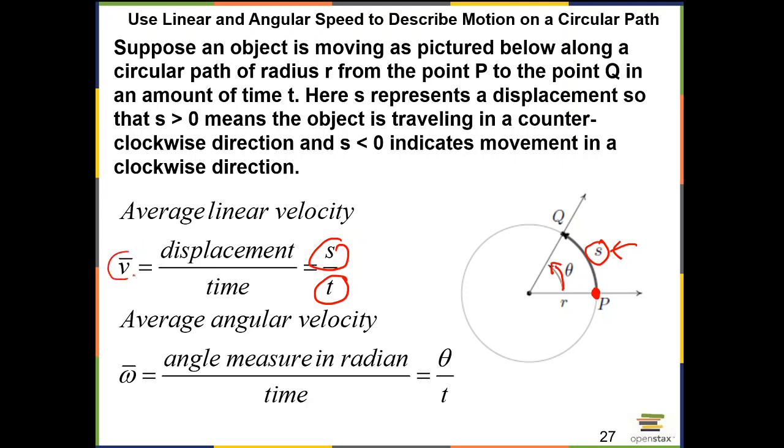Average, because we assume that it doesn't change as soon as the object starts moving. It makes it easier here to think of velocity as being constant, so it doesn't change as the object goes around. It remains, let's say, 20 feet per second, linear velocity. So the average of it is s over t.